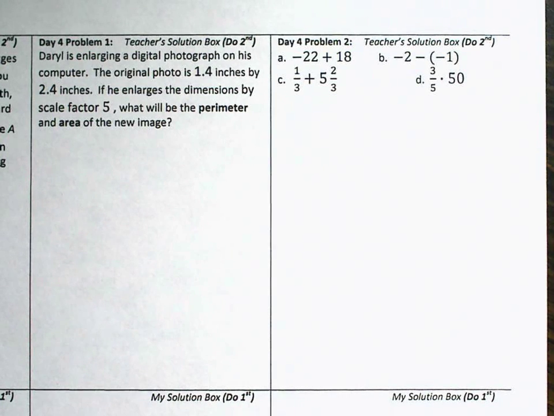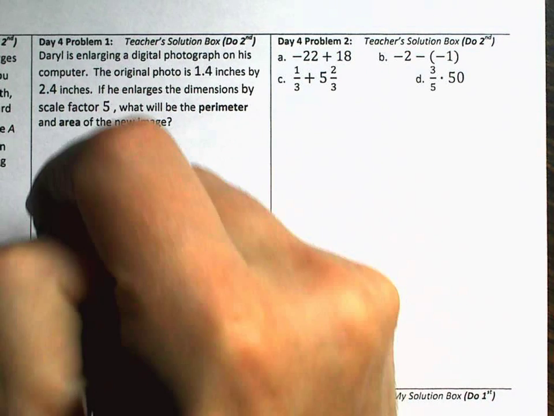Here's the solution to day 4, problem 1. Daryl is enlarging a digital photograph on his computer. The original photo is 1.4 inches by 2.4 inches. If he enlarges the dimensions by scale factor 5, what will be the perimeter and area of the new image?